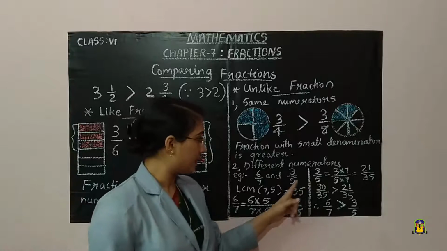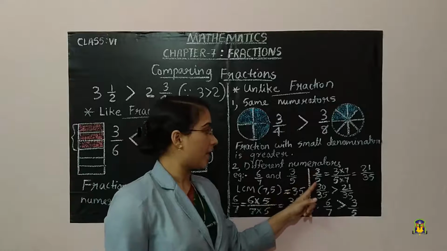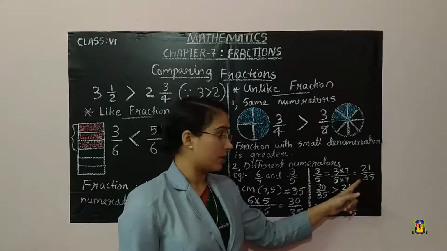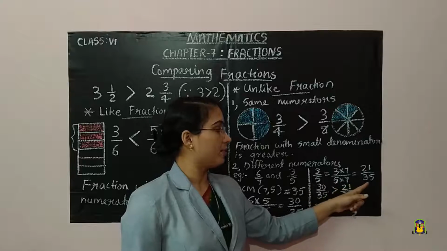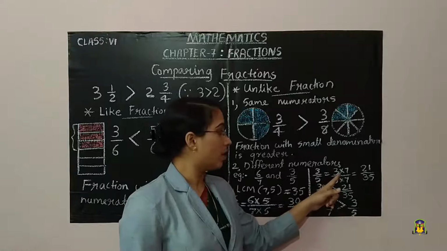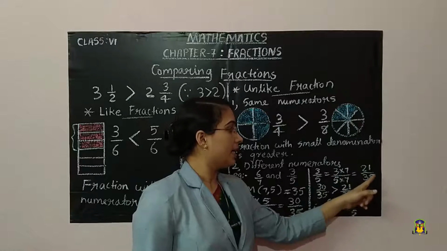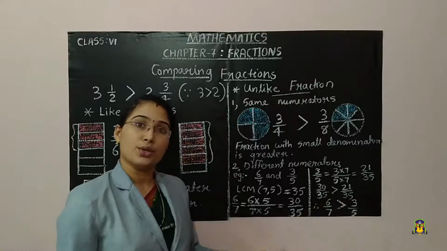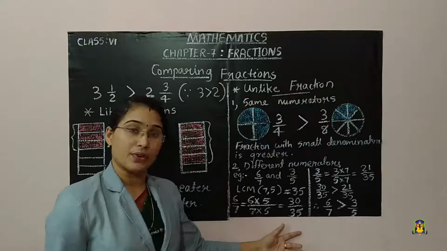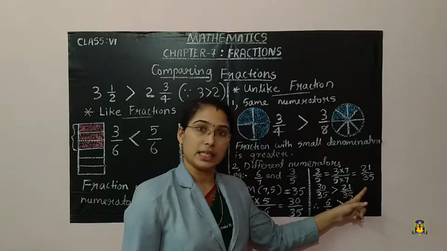Okay. Then the next fraction we have is 3 by 5. In this 3 by 5 also we want to make the denominator 35. For that, 5 into 7 makes 35. So we want to multiply the numerator also: 3 into 7 is 21. So 21 by 35 is our new fraction. After that we want to compare the new fractions: here 30 by 35 and here 21 by 35.